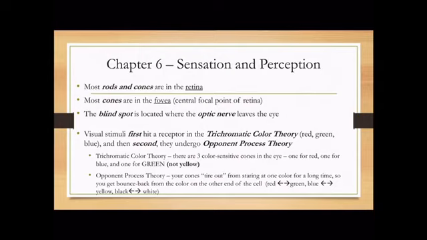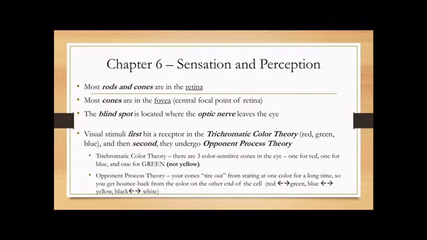Opponent process theory says your cones tire out from staring at one color for a long time, so you actually get a bounce back from the color on the other end of the bipolar cell. So if you stare at red for too long and then you look elsewhere, you see green. That's your flashback, your bounce back, because your red cells have become bored, sensory adaptation, essentially. Blue goes with yellow, black goes with white.